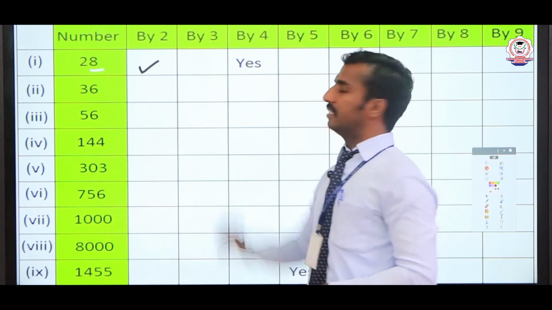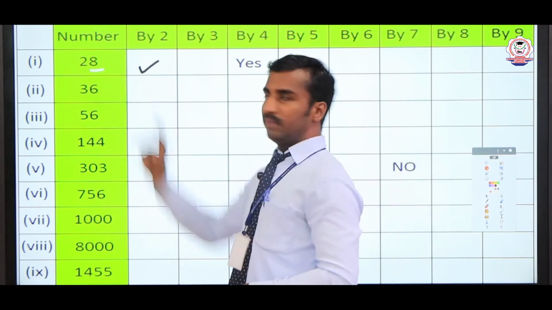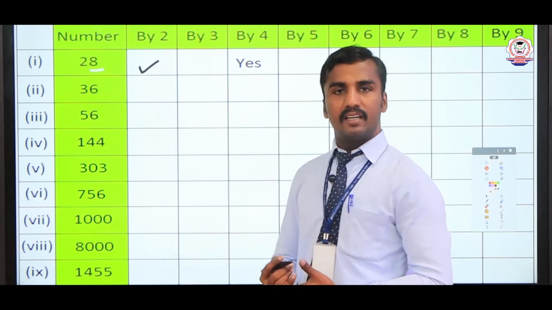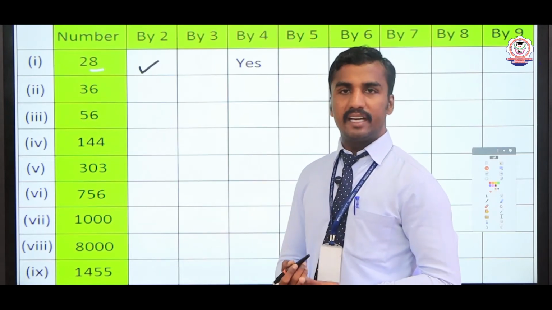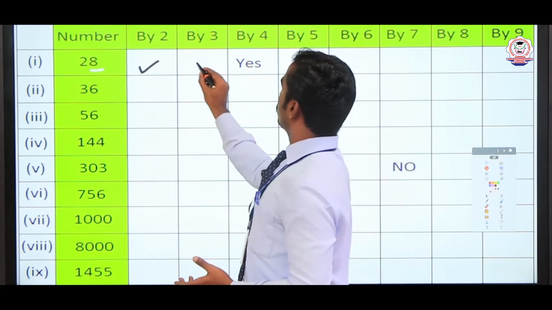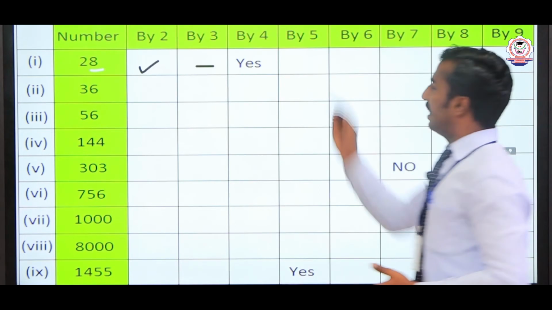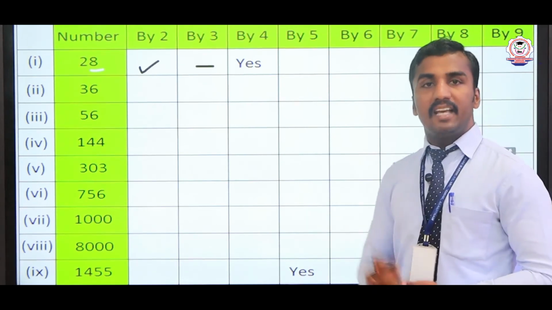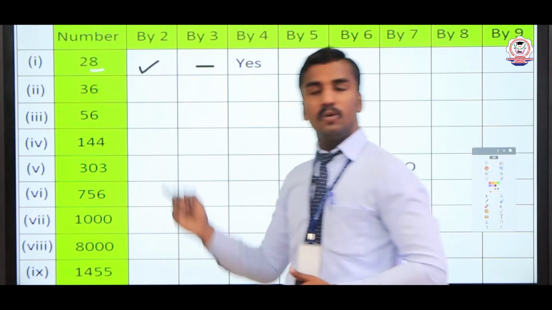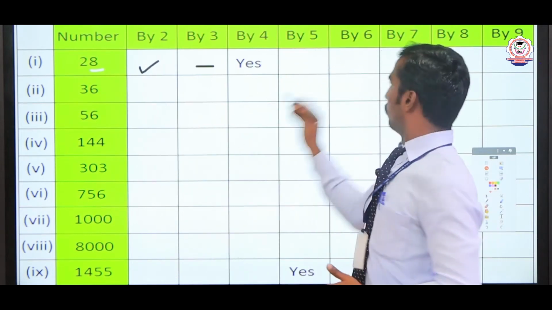Next, divisible by 3. Sum of the digits: 8 plus 2 gives 10. 10 is not divisible by 3, so 28 is not divisible by 3. Put a dash. Next, divisible by 5. The condition is that the unit place is 0 or 5, but here the unit place is 8. So it is not divisible by 5.